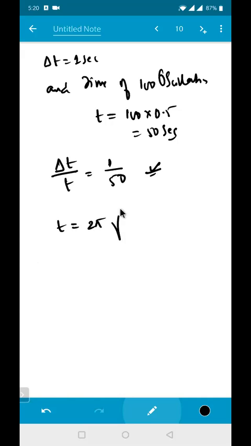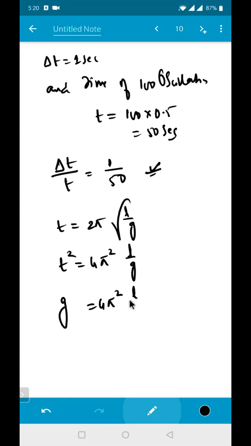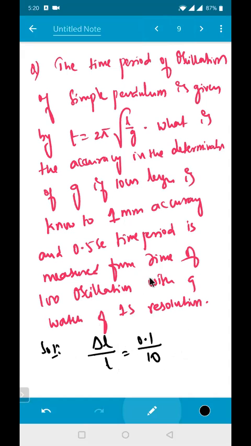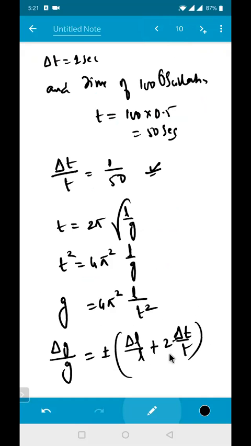T equals 2 pi under root of L by G. So T square equals 4 pi square times L by G. Now from this, G equals 4 pi square L by T square. Now just write the error for this. Delta G by G equals plus or minus delta L by L plus 2 into delta T by T. The only thing we need to understand is how to write the time, 0.5 and 100 oscillations having been given. If you know how to write that, the remaining everything is the same. You can just substitute the values and get the answer.